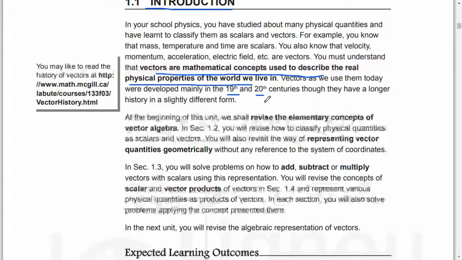Though they have a longer history in a slightly different form. You may like to read the history of vector at this site.